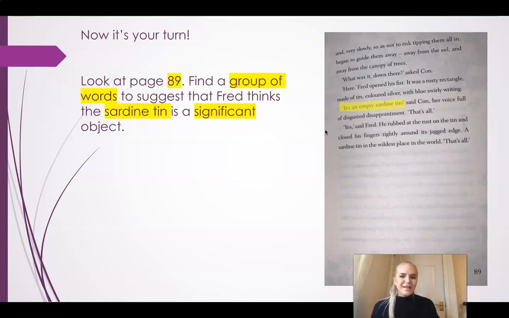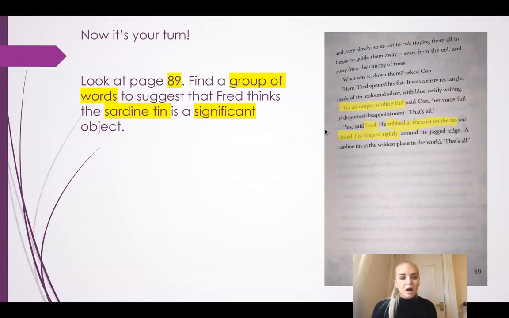Well, let's think about what Fred's doing to this sardine tin that makes me think that he thinks it's an important object. What he's doing is rubbing at the rust on the tin. He's making sure that it's clean. He obviously wants to have a look at it at some point, and he also closed his fingers tightly around the jagged edge, which suggests that he wants to be gentle with it and he doesn't want it to break. So there are two groups of words here that we could possibly use.